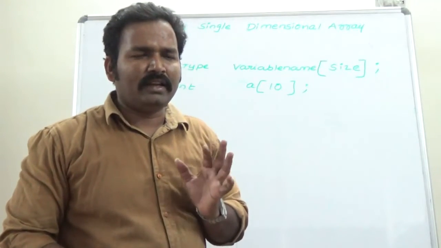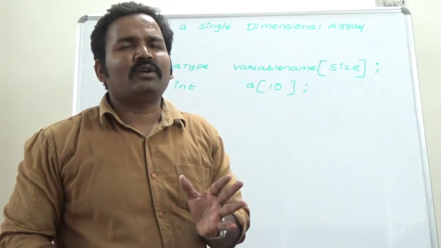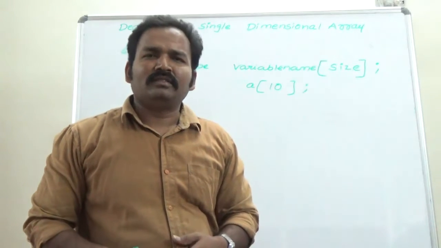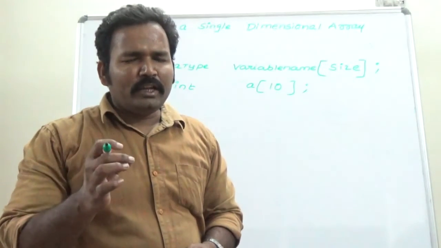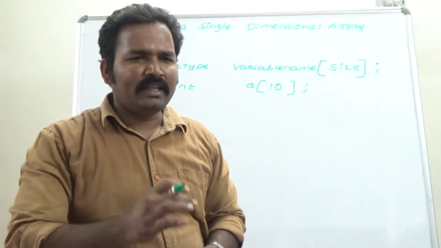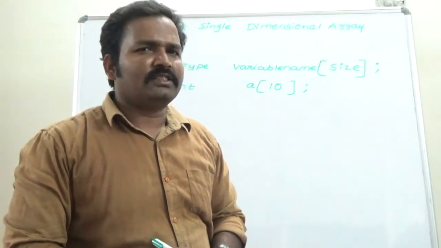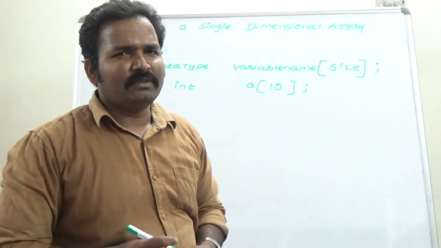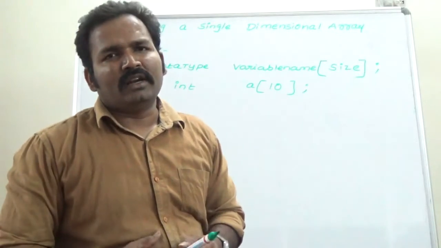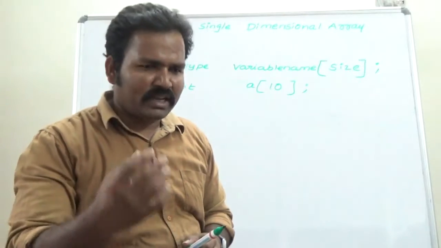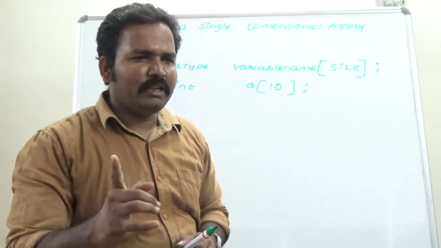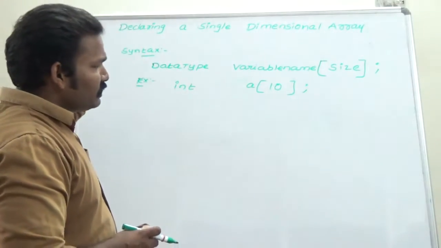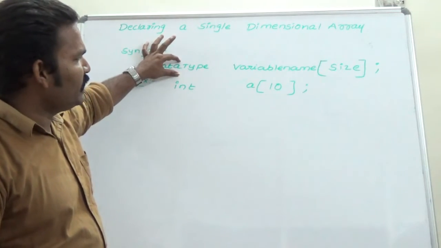So remember very clearly, an array is a collection of elements of similar data type. So we can store a group of elements by using arrays, but all the elements should be of the same type. All the elements either integers, or all the elements floating point values. So we can't store mixed type data by using arrays. By using arrays we can store a collection of elements, but all the elements should be of the same type.